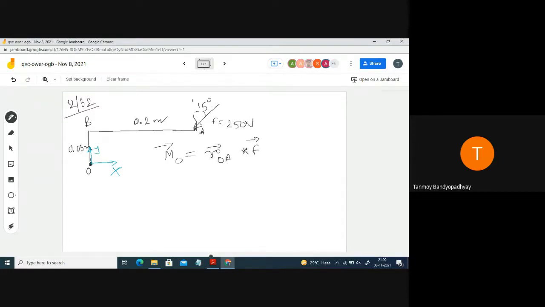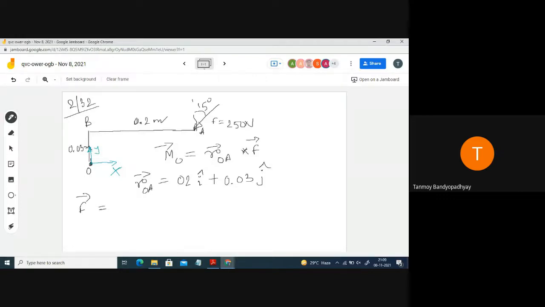So what is actually ROA? ROA vector should be equal to, what will it be? That is 0.2 i cap plus 0.03 j cap. And vector F you have to calculate. So what will vector F be? I think again both will be negative.